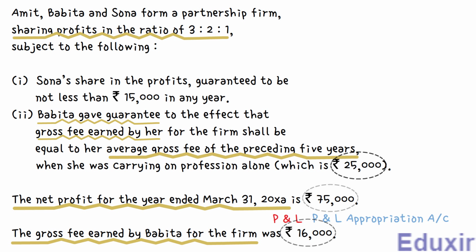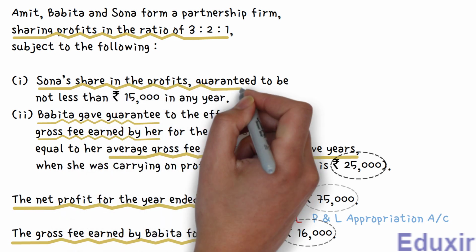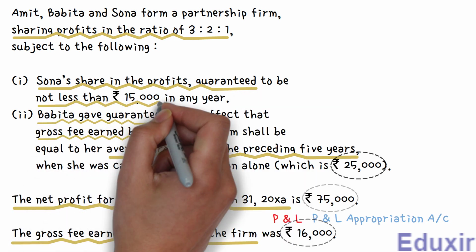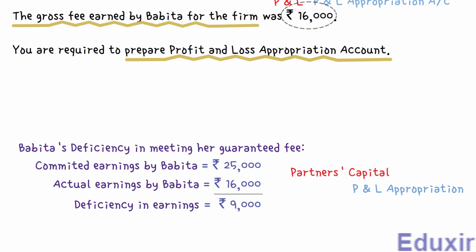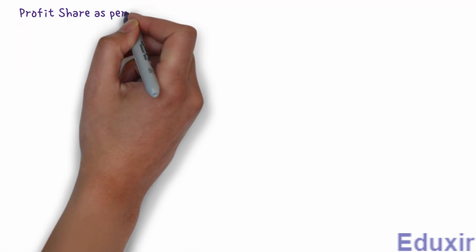Before we proceed with the calculation, there is one thing worth noticing here. It is given that the partner Sona's share of profit is guaranteed to be not less than 15,000 rupees. It can be more than 15,000 rupees, but it should not be less than 15,000 rupees. This means that if there is any deficiency in Sona's share in profit, then it should be borne by the other two partners, Amit and Babita. So, in the working notes section, let's first write the header profit share as per the profit sharing ratio.